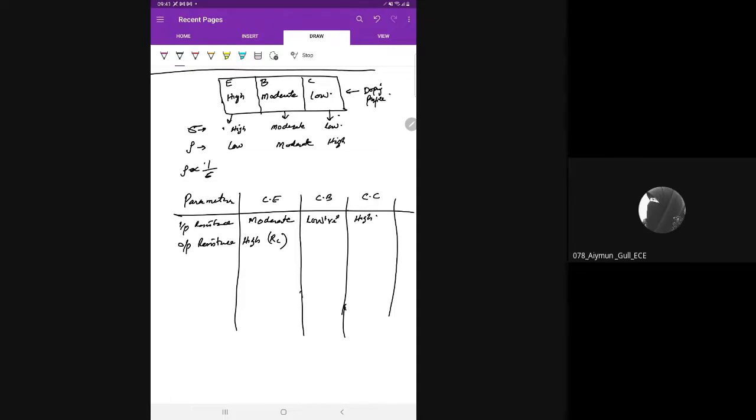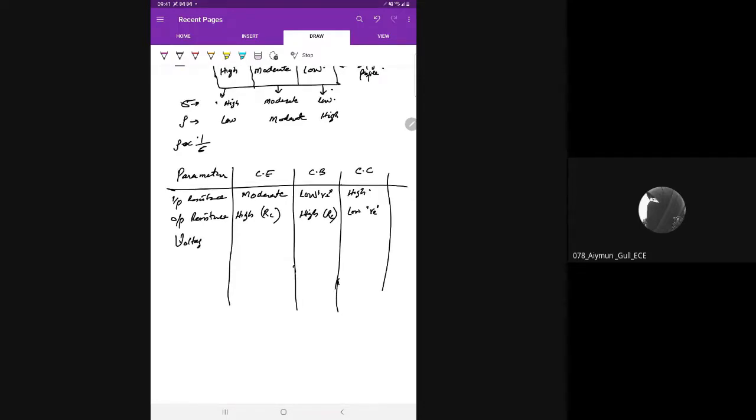In common base, the output terminal is the collector, so your output resistance will also be high, and it will be equal to the collector resistance. In common collector, your output terminal is the emitter. That is why your output resistance will be low. And how much is that? Equal to RE.